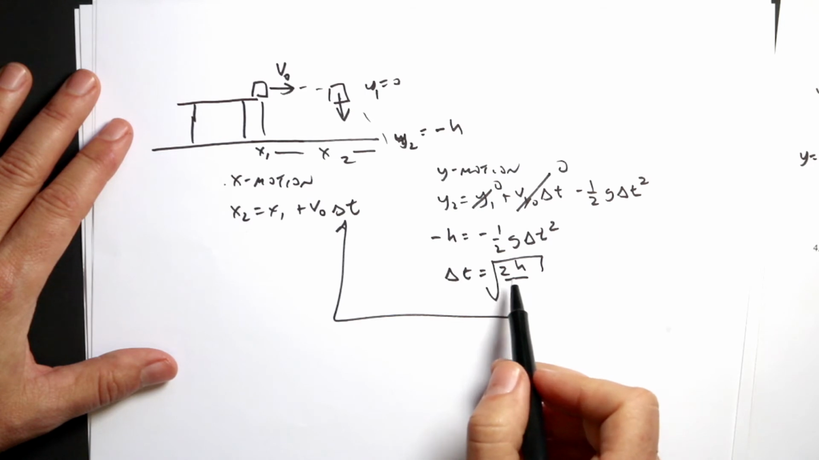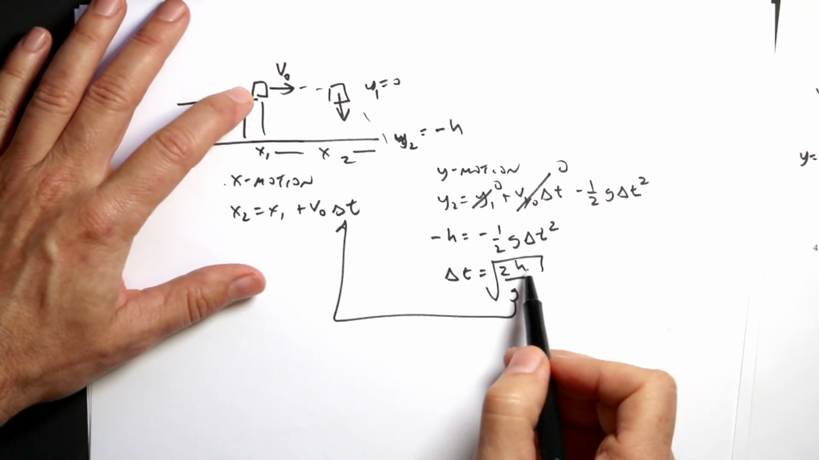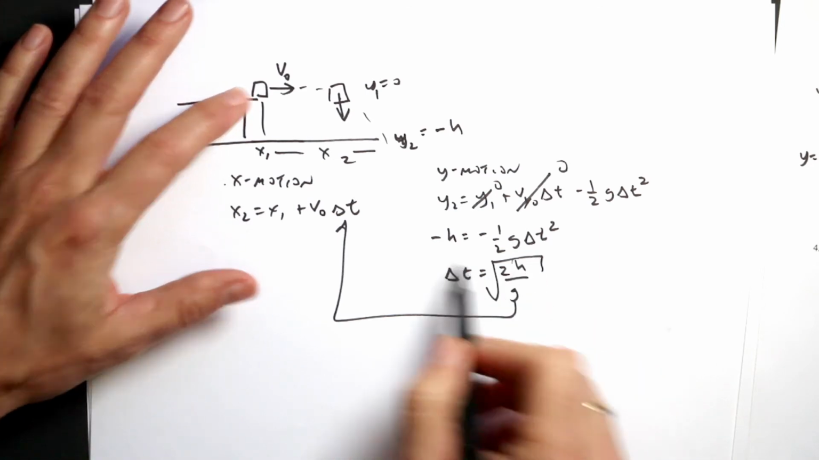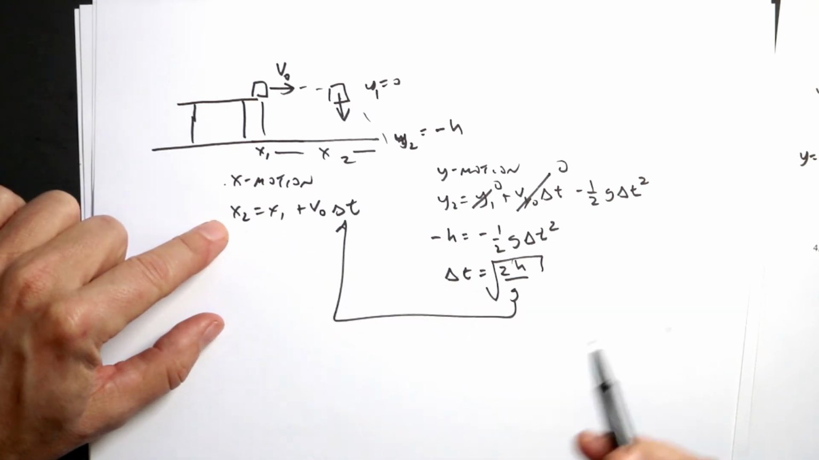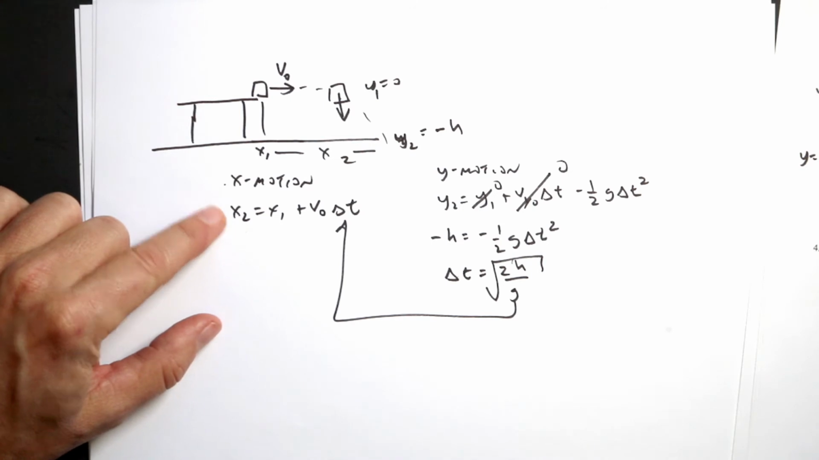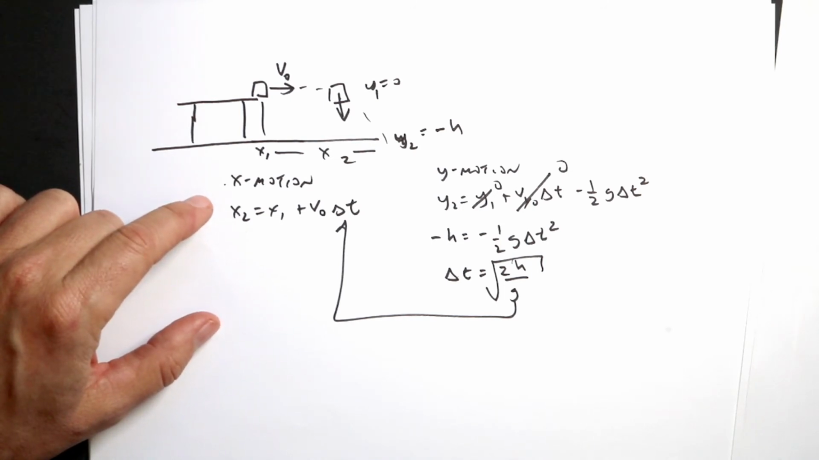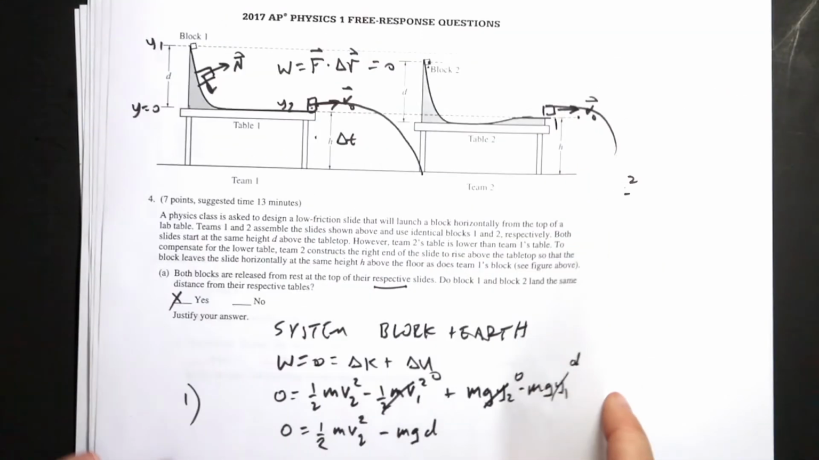And the thing is, if I launch it from a greater height, if h is greater, delta t is greater, so it's going to go further. The second one's launched at a lower height, so it'll have a shorter time and a shorter displacement. Was that too much justification, or is that enough? That may have been too much.